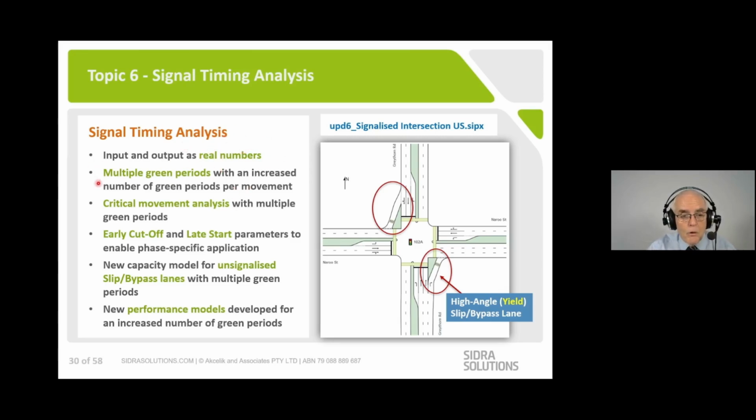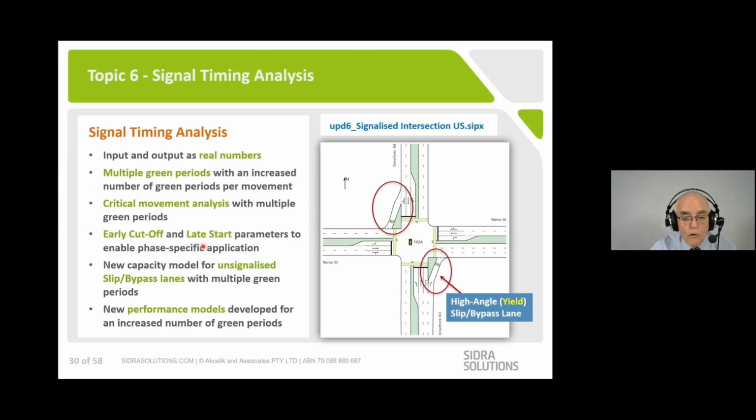Multiple green periods is a key thing. There was a limitation in earlier versions. You couldn't have more than 2 green periods. Particularly with things like public transport, buses, light rail and so on. Also with more sophisticated signal sequences, this was becoming a limitation. Critical movement analysis now takes that into account.